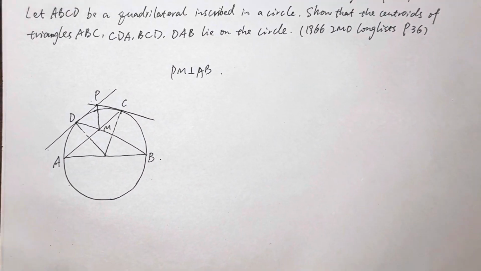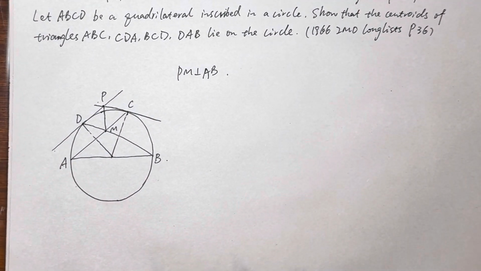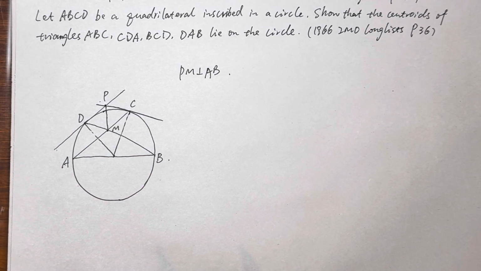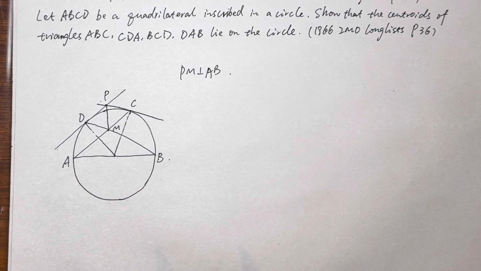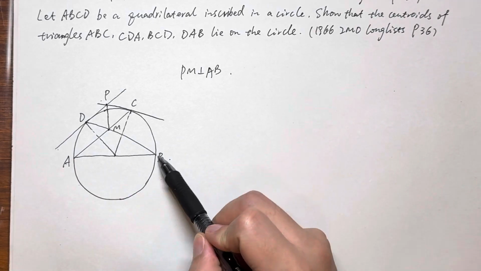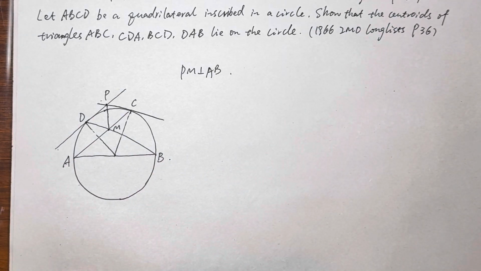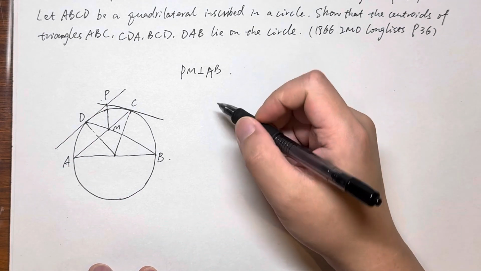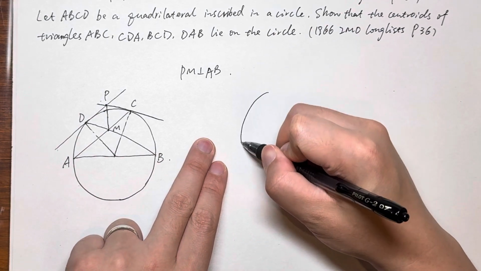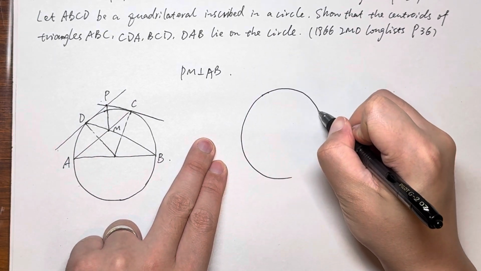Okay, so actually I think I solved this problem before, but I have a bad memory, so I don't remember the method I used previously. I think I'm using a new method here. Let's see. So we want to prove that PM is perpendicular to AB. I think the easiest way to solve this problem is to solve it separately. I mean that let's just draw the figure again to make it easier.